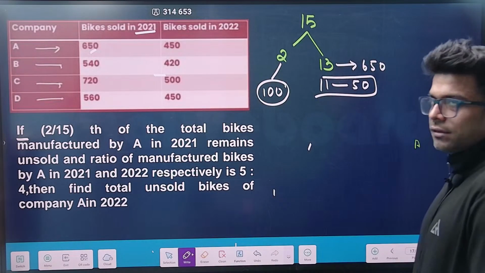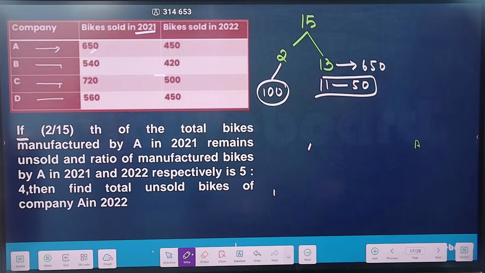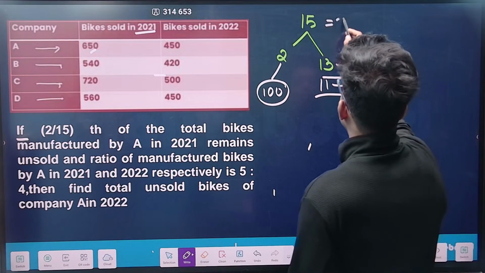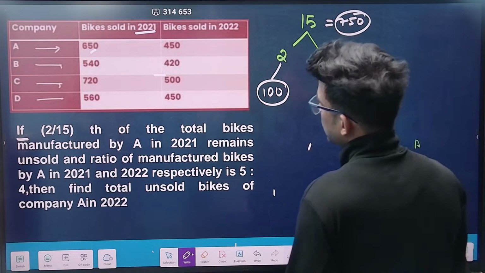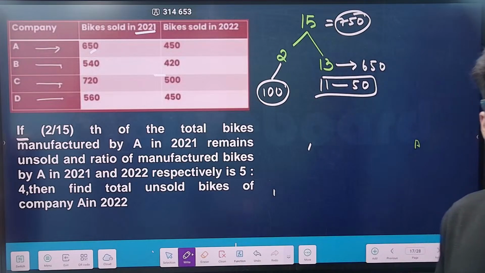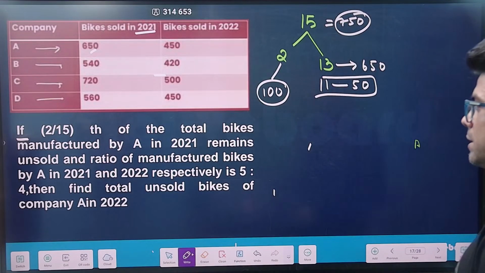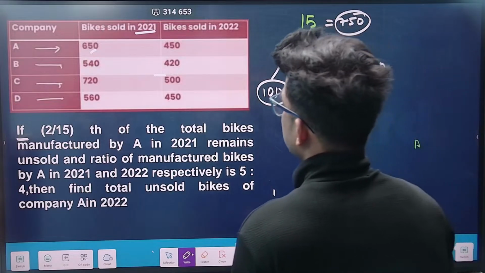Now they're asking, understand everyone, because you need to understand. The total bikes would be 15 fives, which is 750. Of the 750, 100 are unsold, so 650 are sold. This is how we are getting it. Clear? Everyone clear? No doubt in it.